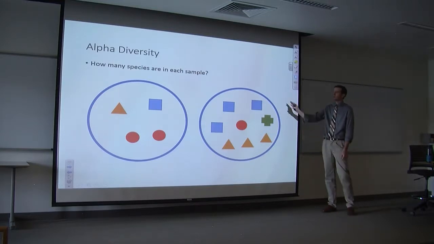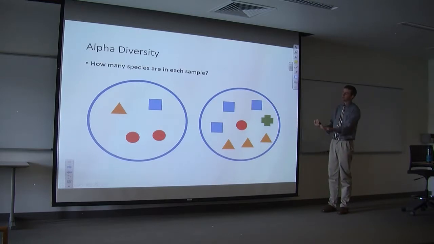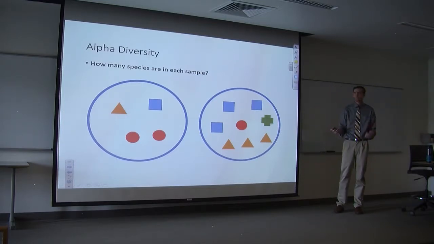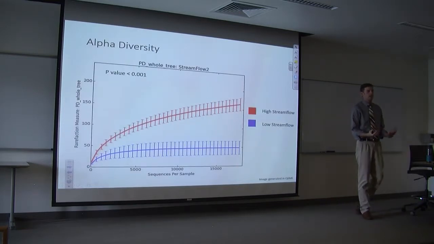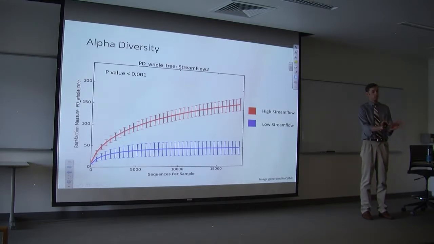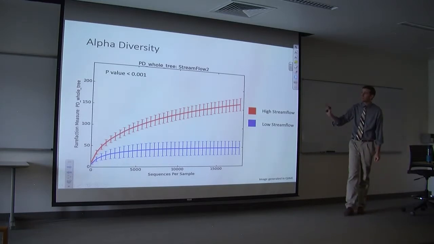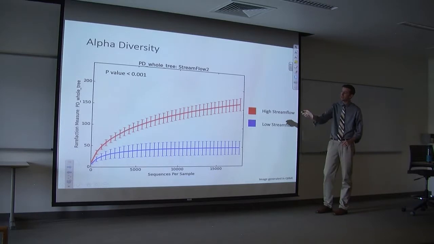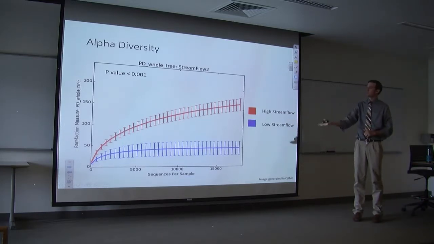So if you look up here, if we were talking about alpha diversity between these two groupings, the one on the right would have more alpha diversity than the one on the left, as it would have more different species. So when we took our samples, we basically broke them into two groups for this analysis. Instead of doing it with each individual sample, we broke them into a high stream flow and a low stream flow.